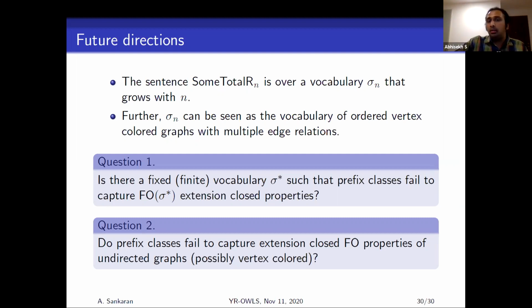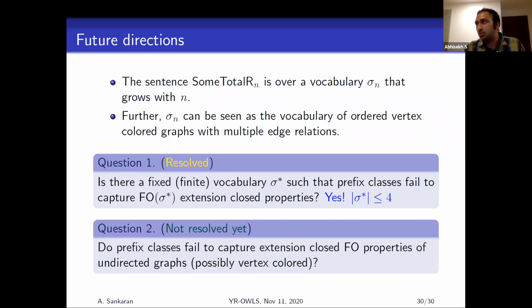Not known, but so far, that needs work. But at least the first question is resolved now. There is an answer for that: you can show that there is a fixed vocabulary of size at most 4, possibly even 3. But at least with 4 predicates, all of which are binary, you can get the same result.